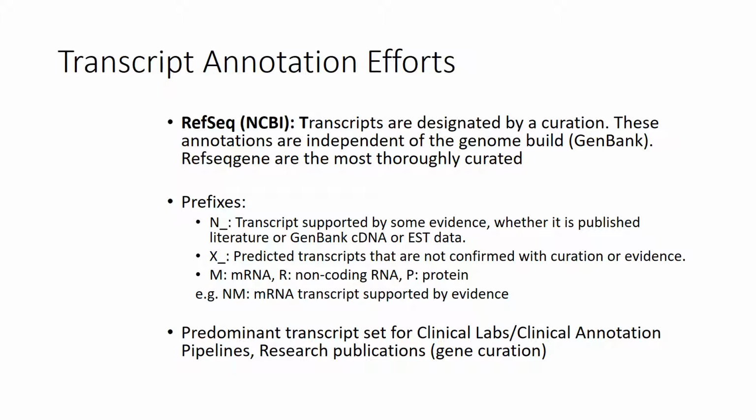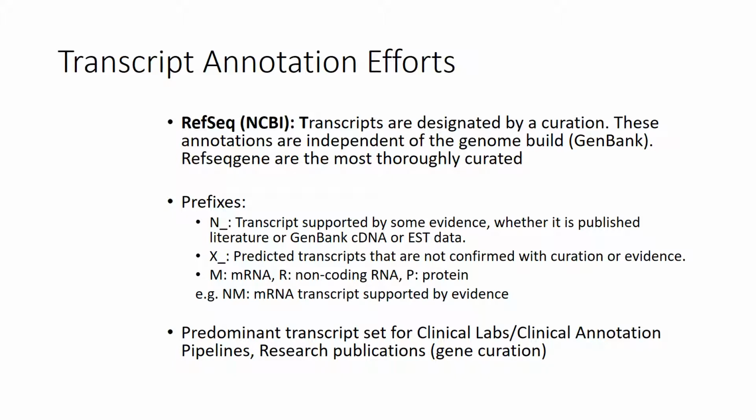The two prefixes for these transcripts are N and X. N transcripts are supported by some evidence, either literature or GenBank cDNA data. GenBank is a database hosted by NIH that contains sequences from 260,000 species collected from individual labs and batch submissions from large-scale sequencing projects. The second letter in the prefix denotes the type of transcript.